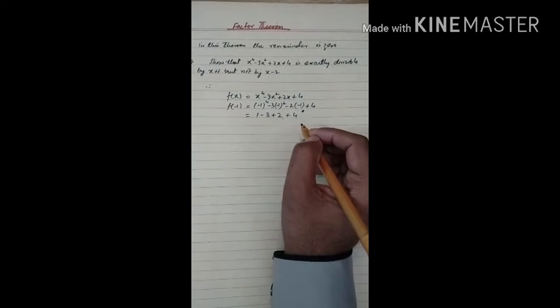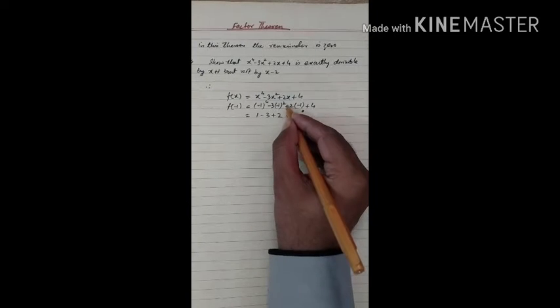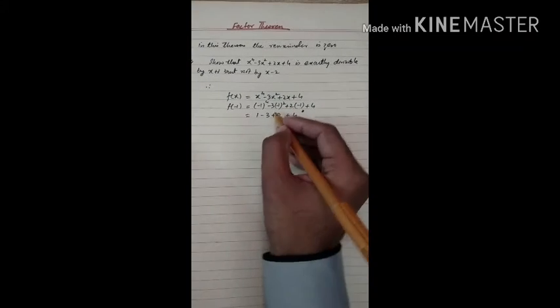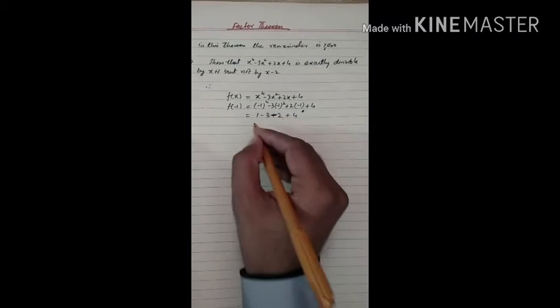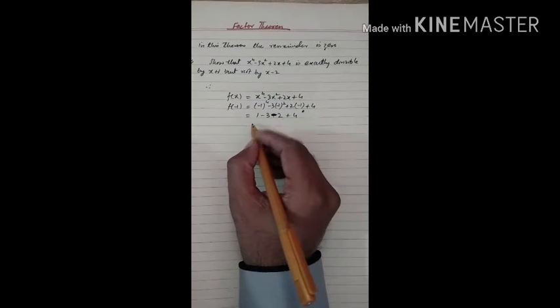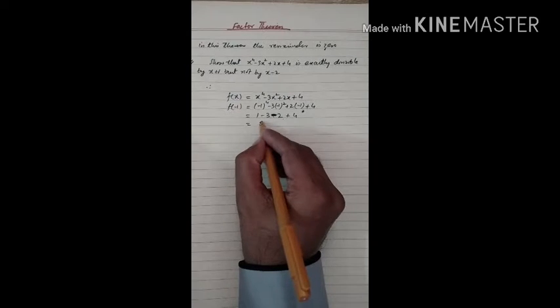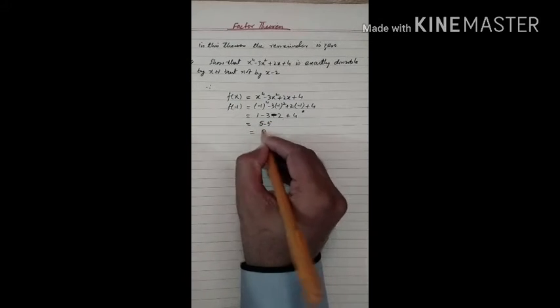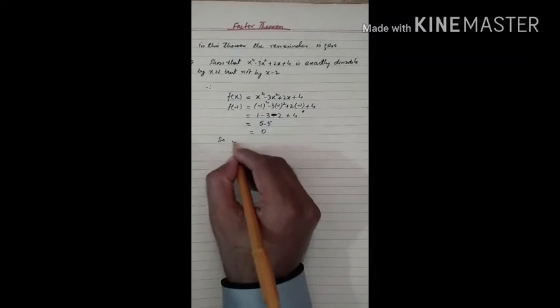We must have 0 here, so I have done some silly mistake. I think it's plus 2, not minus 2. The minus into plus is minus, so it will be 1 minus 3 minus 2 plus 4, right? So 5 minus 5, which is equal to 0. So it's a factor.